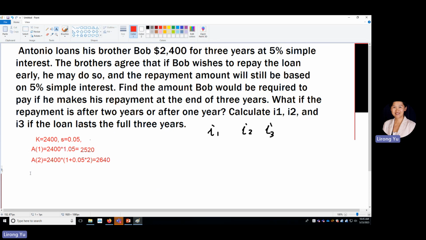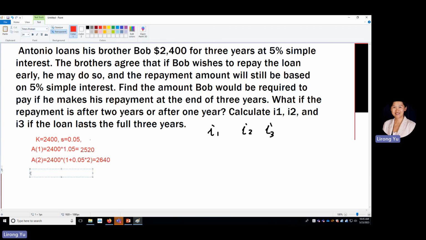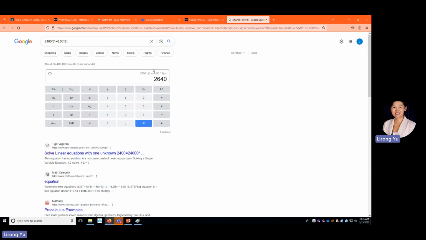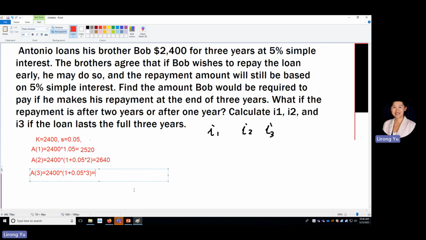And then the third one, payment at the end of 3 years. A3 is equal to a similar calculation, but it's 3 years. So the answer would be, of course, if you waited too long to pay your loan, you might end up having to pay more. So 2760.